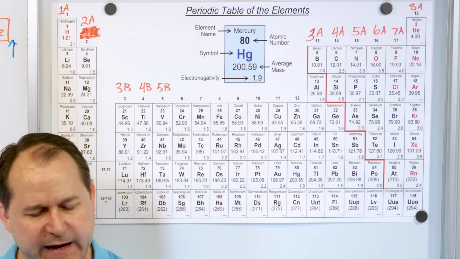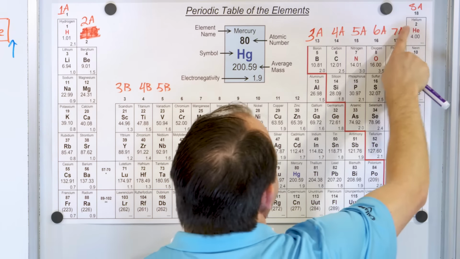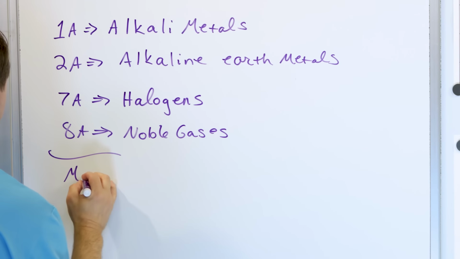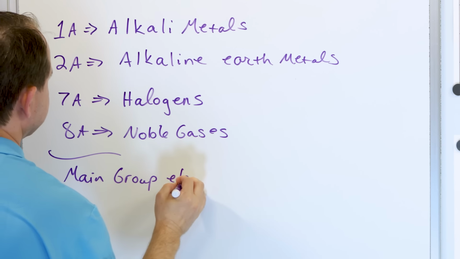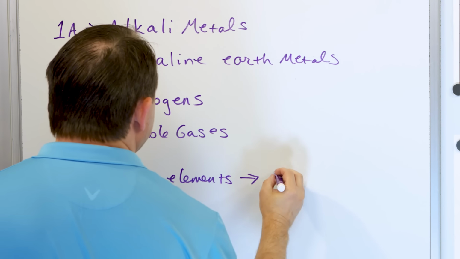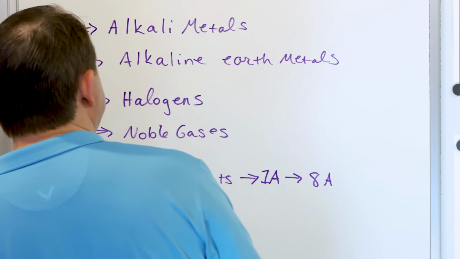And the last thing we'll say is that the groups up here that have the A's, these are called the main group elements. I guess I'll write that down. Main group elements. And just to help us remember, that's 1A through 8A. 1A to 8A, those groups.